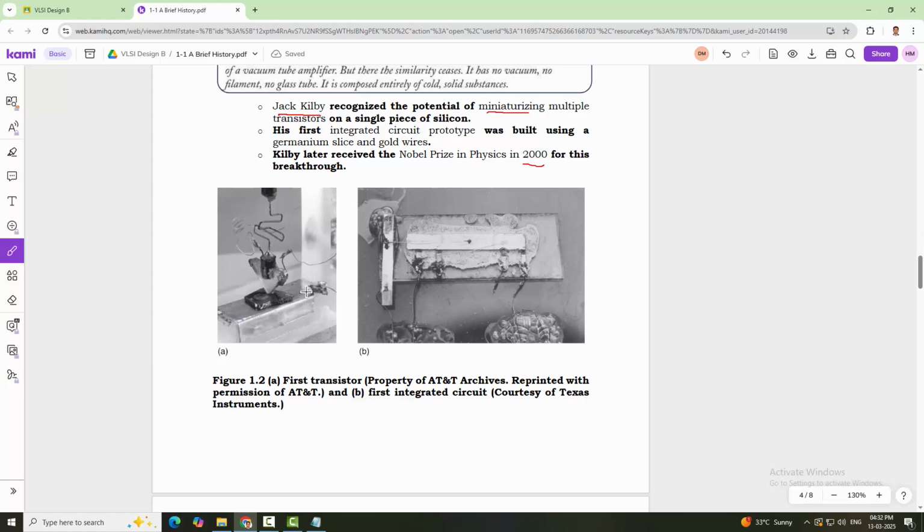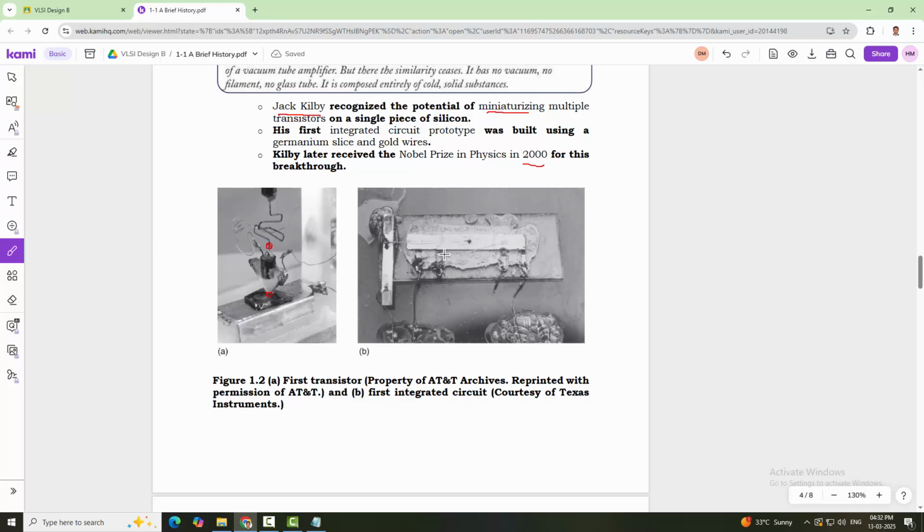The first photograph is the first transistor, which was invented by AT&T Bell Laboratories. This is a point contact transistor. As you can see, on either side there is an emitter and collector, and in the middle there is a point contact, the base terminal, which will act like a control. You can see this point contact on the bottom surface here.